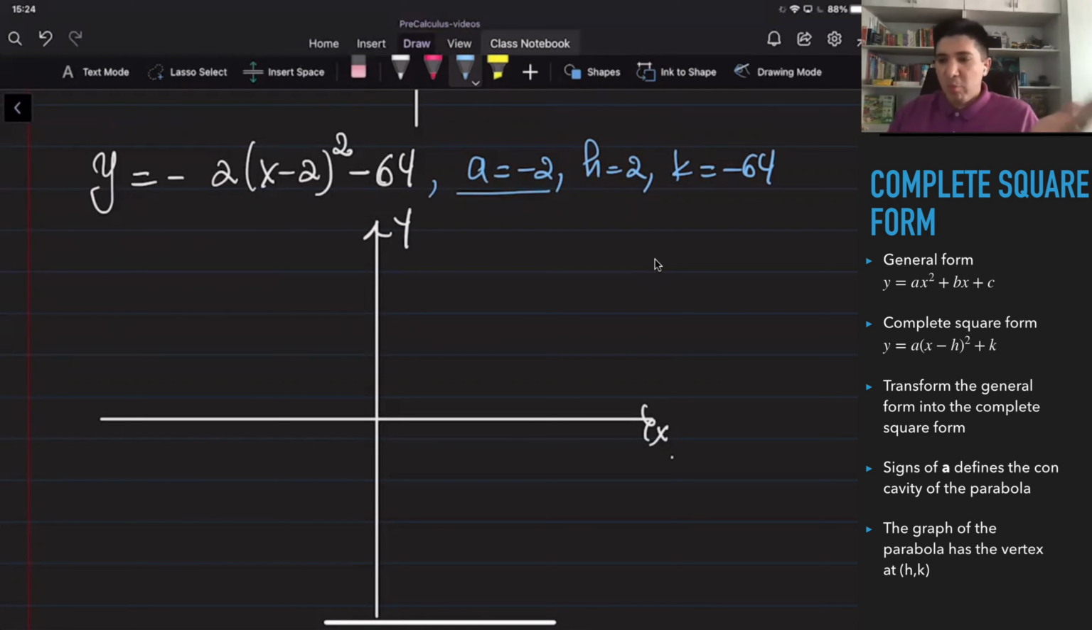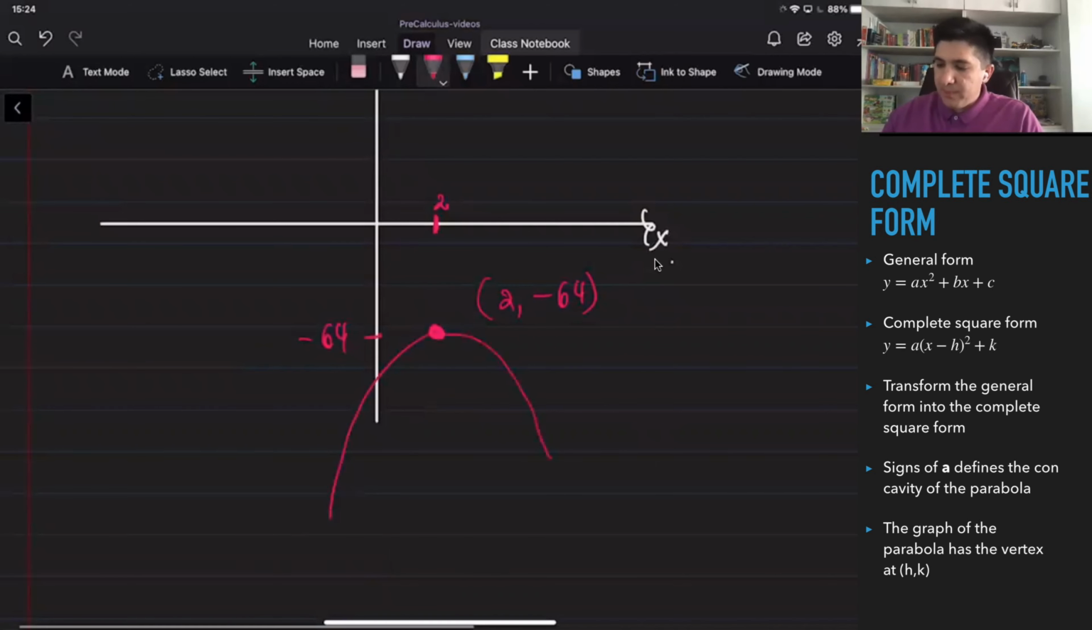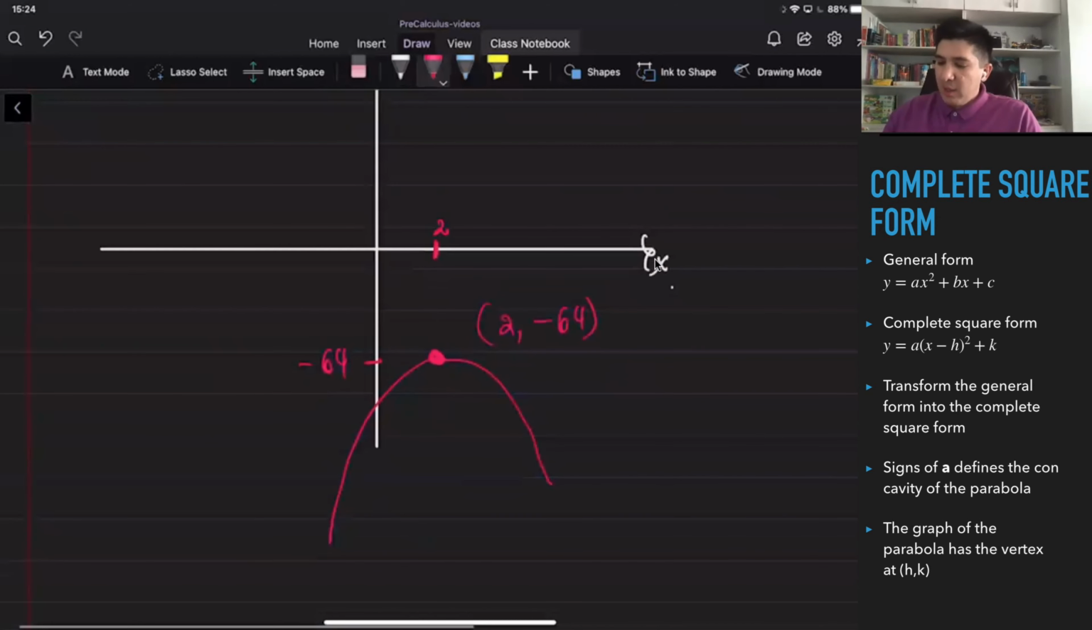Now I need to find its maximum point. The maximum point is going to be here at 2 and minus 64. Let us assume that minus 64 is somewhere here. So this is going to be the point with the coordinates 2 and minus 64, and the parabola is going to look down. So the parabola is looking roughly like this. This is not the exact graph, because the broadness of the parabola is defined by a. If a is larger, then it's going to be broad. If a is smaller, then it's going to be more shrunk. We're going to talk about this later on.